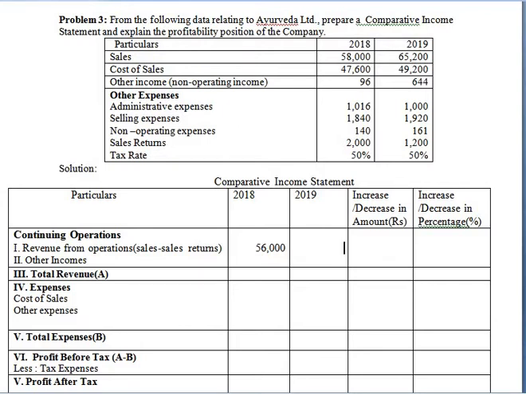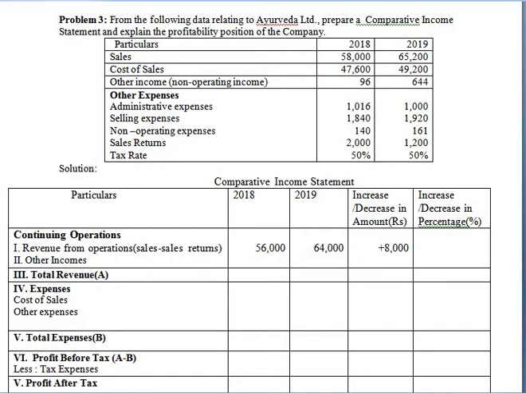Next, sales for 2019. How much? 65,200. And how much is sales returns? It is 1,200. So 65,200 minus 1,200 is 64,000. Now find out whether the amount is an increase or decrease. From 56,000 it has increased to 64,000. So right here, plus sign. How much increase? By 8,000. Increase by 8,000.